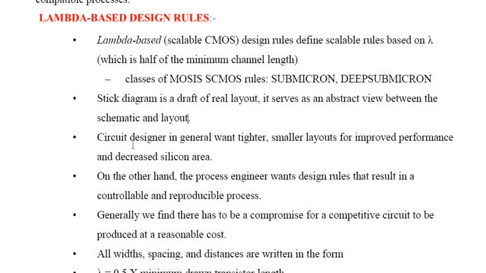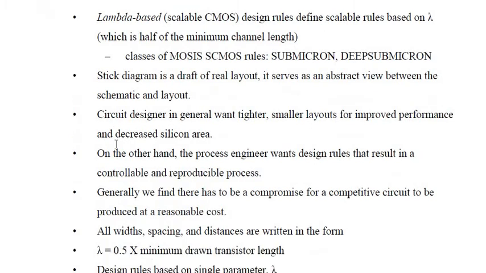The circuit designer in general wants tighter, smaller layouts for improved performance and decreased silicon area. So the area should be small and all the components should be nearby, because we should not use bigger areas. On the other hand, the process engineer wants design rules that result in a controllable and reproducible process. It means that if there are any errors, they should be controllable and the process should be reproducible, coming back to a working process. That is very important for the process engineer.